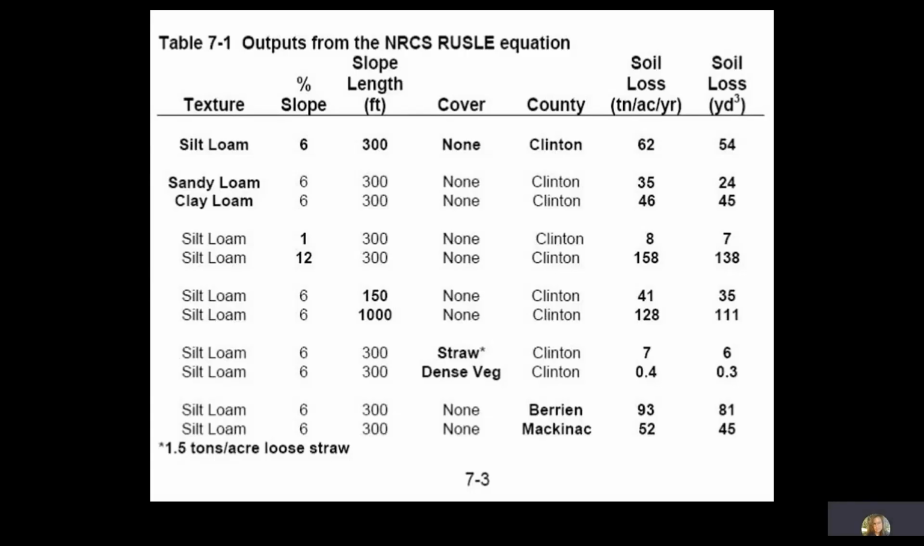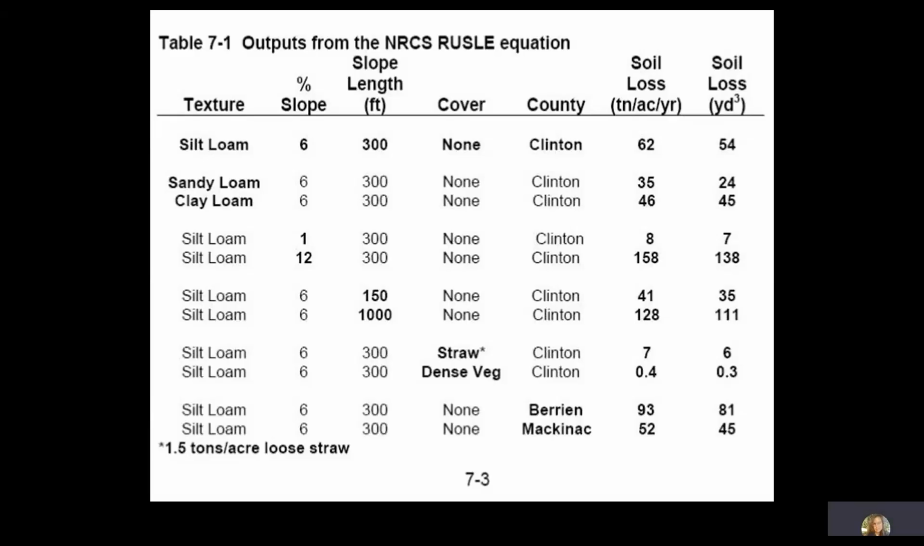At a 6% slope over a flow length of 300 feet, with no land cover in Clinton County, Russell calculates a soil loss of 54 cubic yards. In the next row down, a sandy loam with all the same factors records a soil loss of just 24 cubic yards. And in the third row down, a clay loam with all the same factors records a soil loss of 45 cubic yards. In this specific case, the silt loam will have the most soil loss. The clay loam will result in lesser soil loss because of the cohesiveness of clay particles.